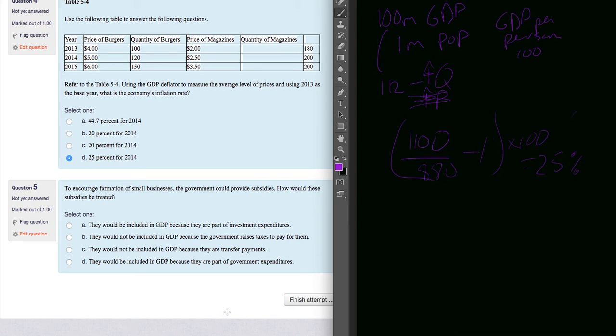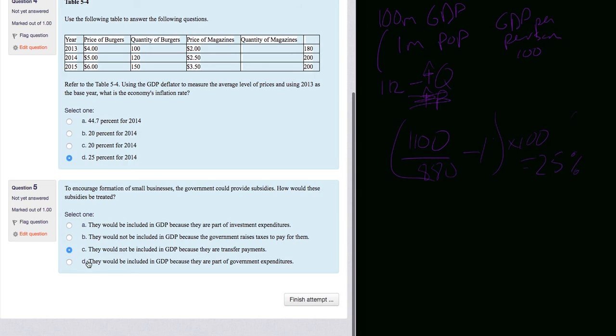To encourage the formation of small businesses, the government could provide subsidies. How would these subsidies be treated? Well, subsidies are like a parent transferring money to their kid, or the government transferring money to a citizen without any service or good in return. So that is what we typically consider transfer payments, and transfer payments are not included in GDP. So this would be the case. Not included in transfer payments is what we're looking for.